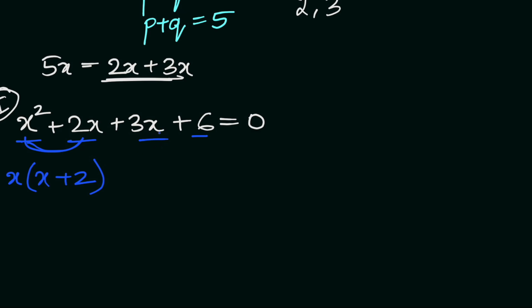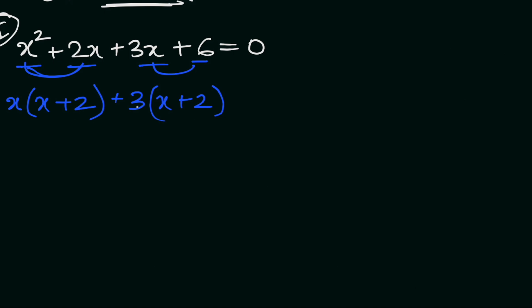Similarly, here x is not common, and so the only thing common between these two elements is 3. So I take out 3 common. What I'm left with is x plus 2. If you were to open this up, it would still give you the same answer.